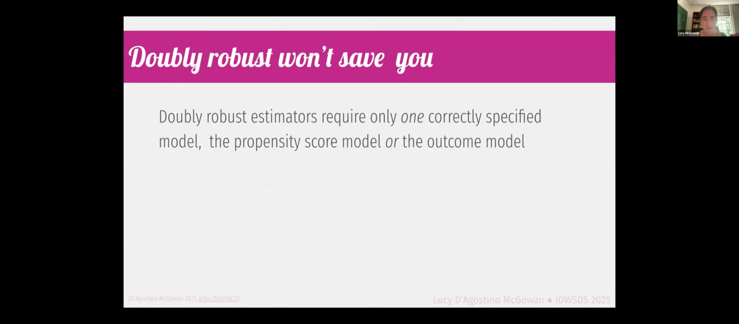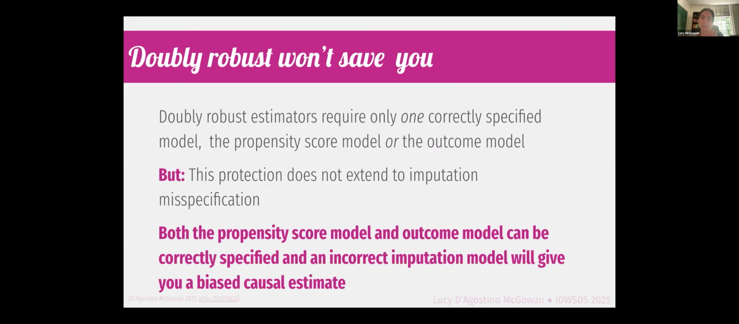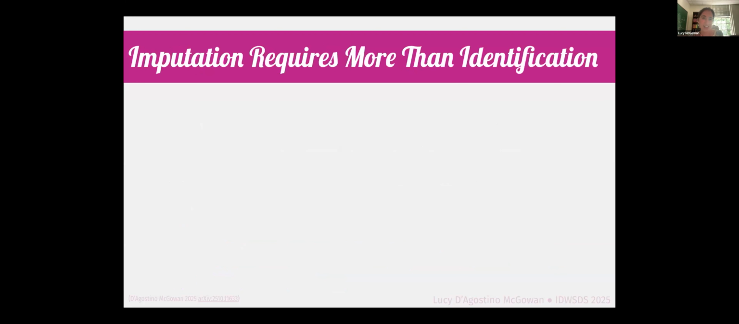Okay, and just so, the doubly robust, it won't save you. I think we use this term doubly robust. We think that it will always, as long as one of the 2 are correctly specified, you'll be fine. This is what I always say when I'm teaching about doubly robust methods. We teach they require only one correctly specified model, either the propensity score model or the outcome model. But this does not extend to imputation misspecification. So both the propensity score model and the outcome model can be correctly specified, and an incorrect imputation model will give you a biased causal estimate. I think this should scare us, and maybe should scare us away from using multiple imputation, but yes, this is very important, I think.